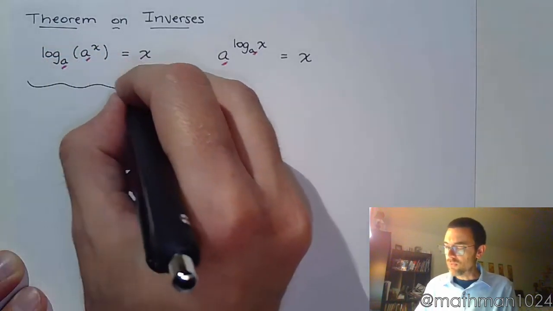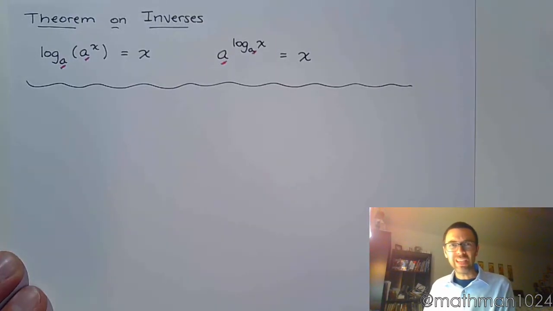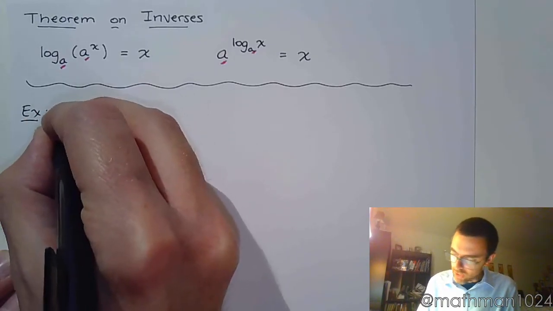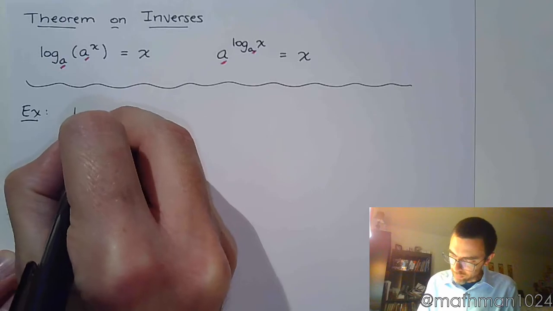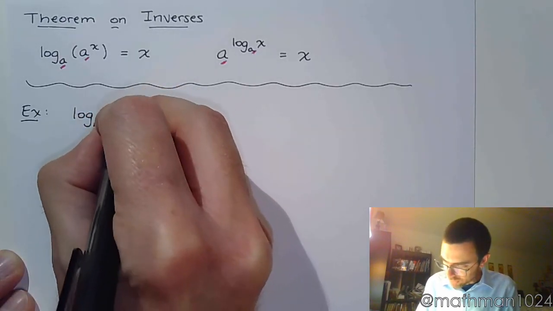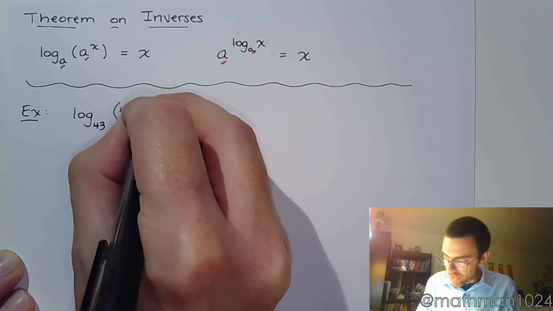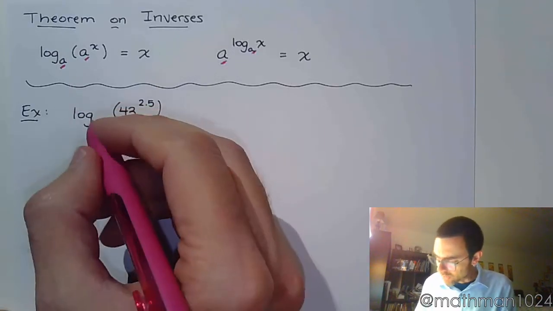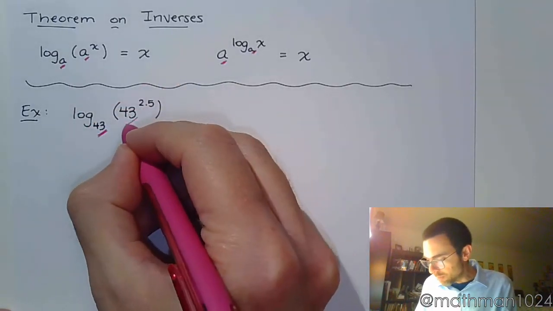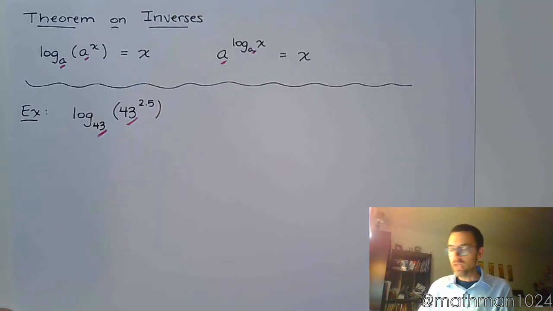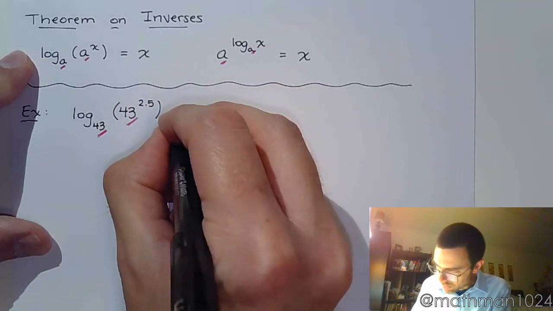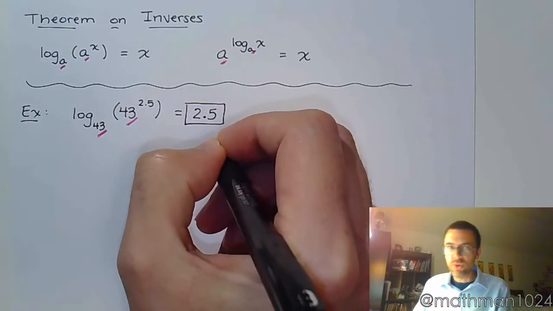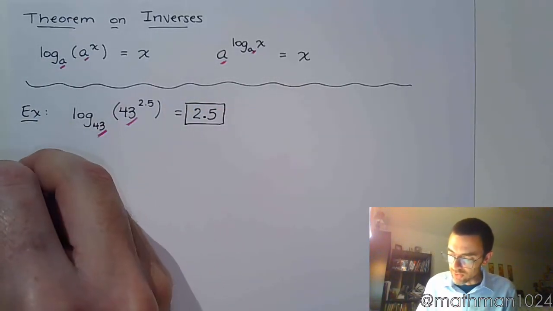And this leads to some very, very quick problems that we can do. We don't really have to think so much. We'll just kind of do them. For example, if I have log base 43 of 43 to the 2.5, I don't need to worry about what's 43 to the 2.5. I pay attention to the fact that my base of the log is 43, the base of the exponential inside is also 43, so using this theorem on inverses, my answer is just 2.5. And there's really no work to be done there. You just pay attention to the fact that you have this particular setup.